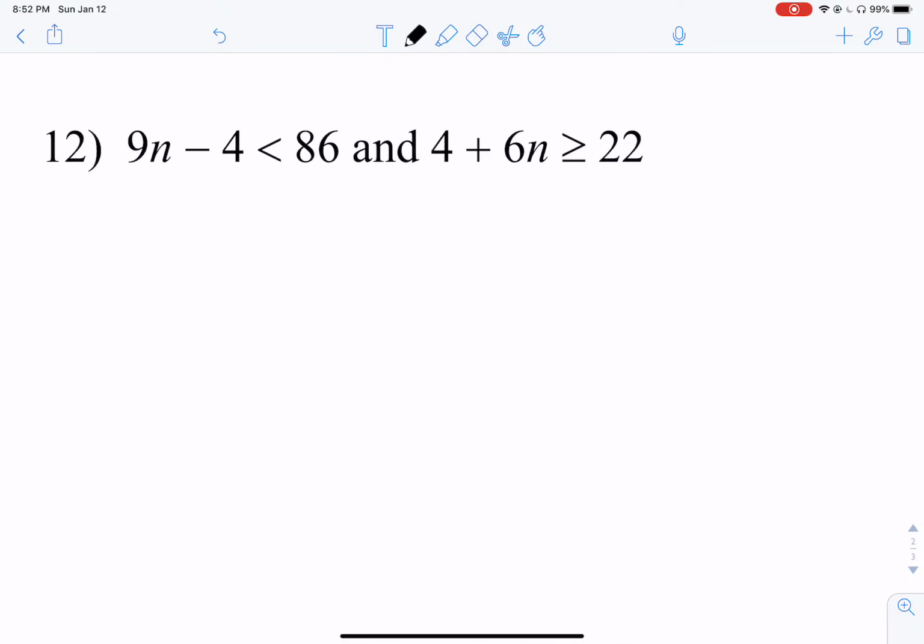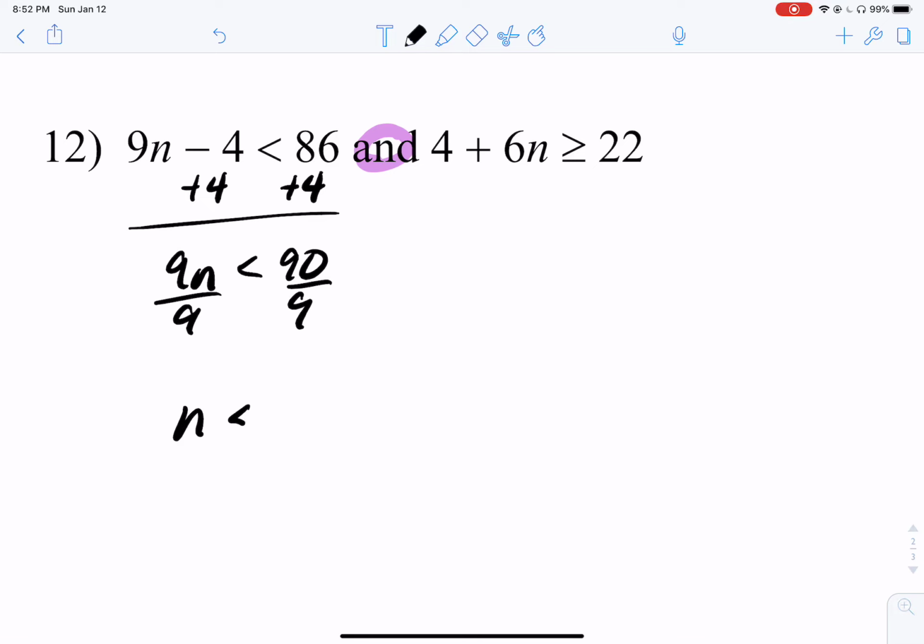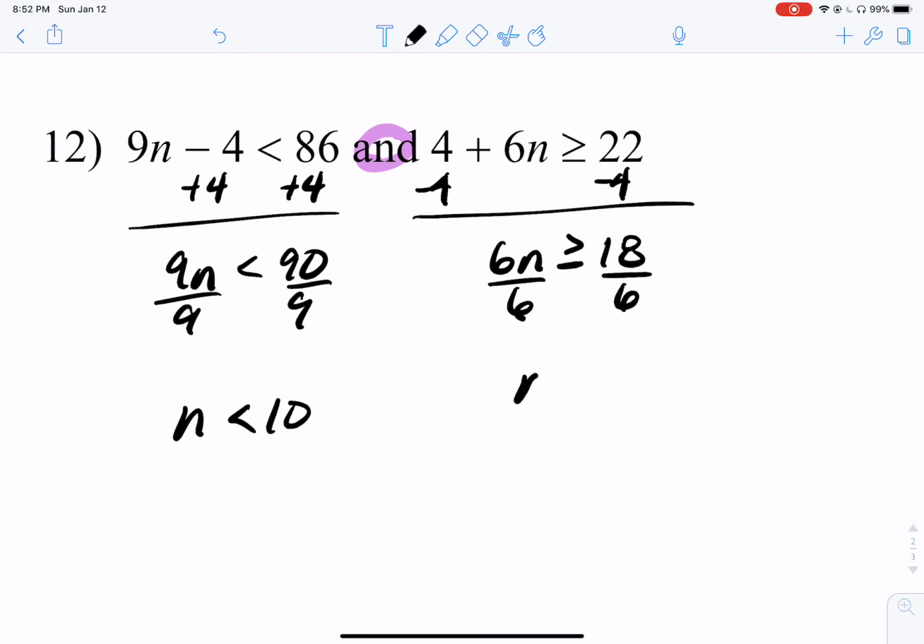And finally, for the last one, this is an and, so we should have that the endpoints point towards each other. So we would add 4 to both sides, and 9n would be less than 90. And dividing by 9, n is less than 10. Here we would subtract 4 from both sides, and 6n would be greater than or equal to 18. Dividing by 6, n is greater than or equal to 3.